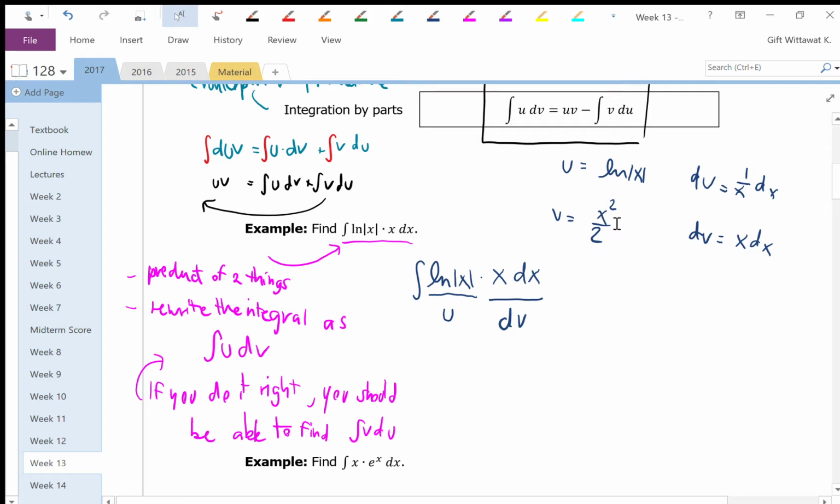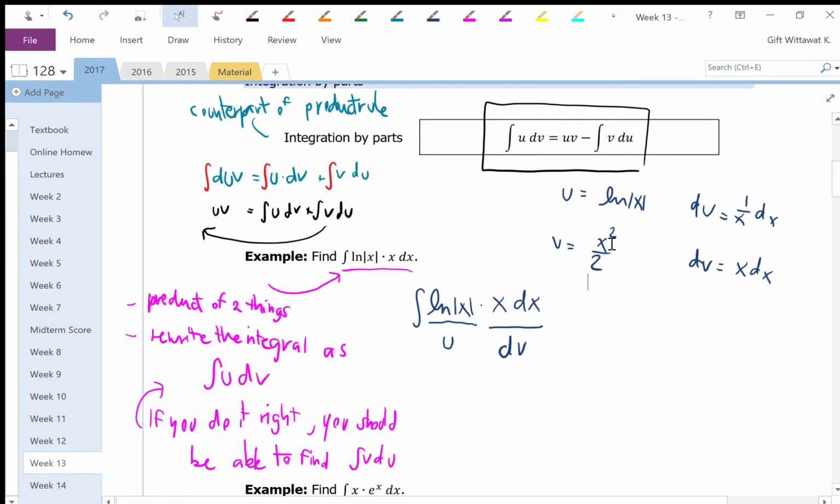So I have identified my v and u. Let's try to plug in the formula now and see if this actually makes sense. By the formula, the integral is going to be u times v, so that's log of x times x squared over 2, minus the integral of v du. The integral of v du is my v, x squared over 2, times du, which is 1 over x dx.